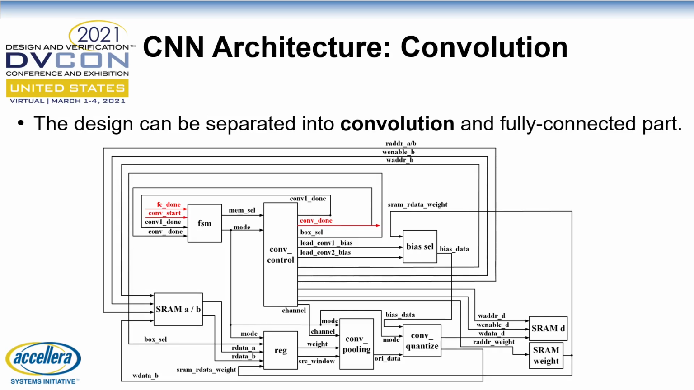As we mentioned in the previous slide, the CNN design can be composed of convolution and fully connected parts. We will first introduce the convolution part in this slide. The SRAM-A module stores the input image data. SRAM-B and SRAM-D store the internal results from the first and second convolution, respectively. And SRAM-weight saves the well-trained weight and bias, which may face the risk of confidential data leakage. Once the two convolution operations are completed, the convolution done signal will be sent to the fully connected module for the following operation.